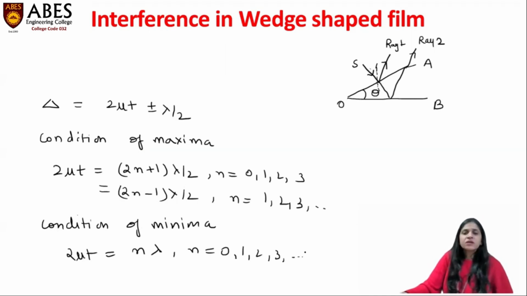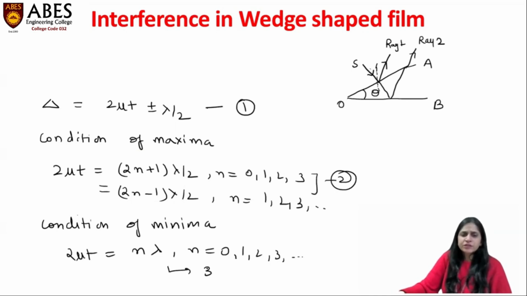Okay. Now, just seeing the condition of maxima and minima, if we write this as equation number 1, suppose we take both of these as equation number 2, and this we can take as equation number 3. So with the help of one of these equations, we can solve for the fringe width of the fringes that are being formed due to the wedge shape film. Now let us see the derivation for fringe width.